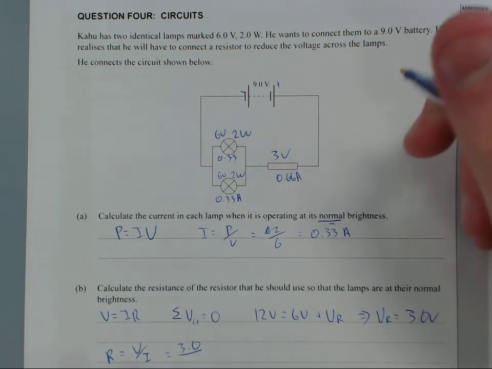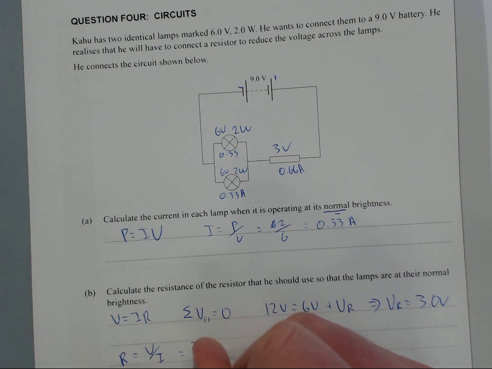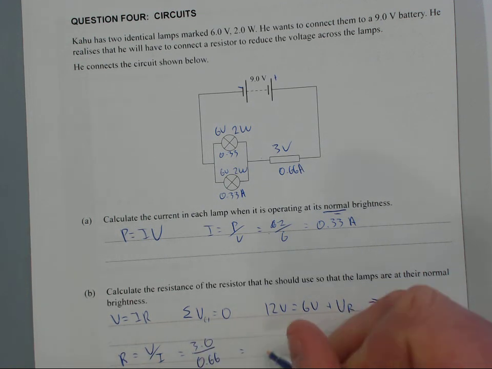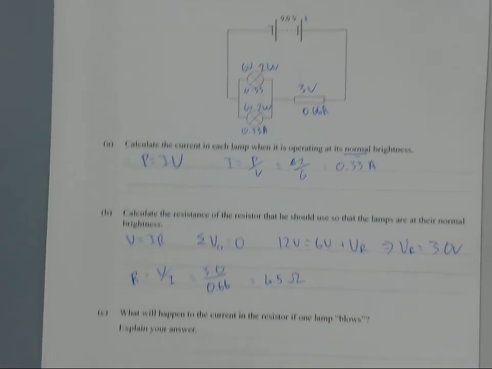So it's just something to make sure you don't get caught out on if you're rushing. 66, which means I get 4.5 ohms to 2 SF again.